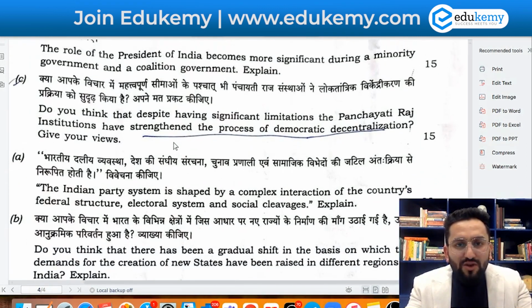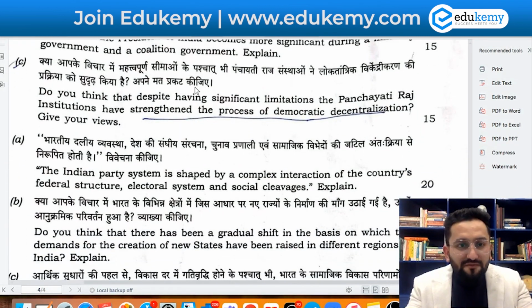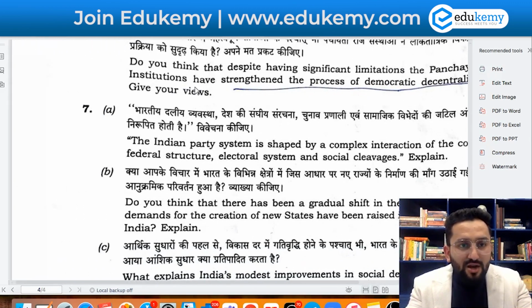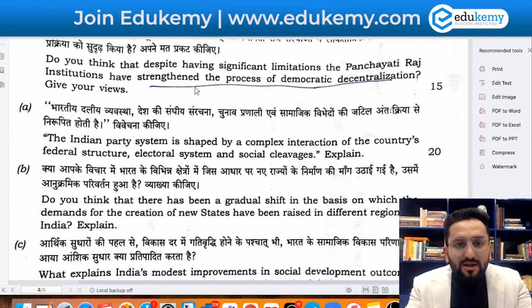So I think there's no difficulty in understanding this question. Our effort right now is that the question should be understood, a quick go through. Do you think that despite having significant limitations, the Panchayati Raj have strengthened the process of decentralization? We did a direct question in MSP and in enrichment too. We need to keep these keywords in mind. Significant limitations. Despite significant limitations, institutions have strengthened the process of democratic decentralization.